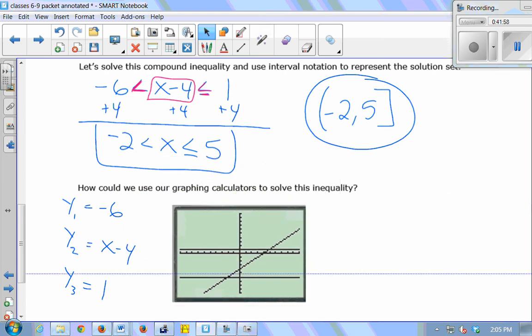So this is going to be right here, which is negative 2, where they cross. Negative 2 to 5, including the 5. Those are the x values where the x minus 4 line is between the two horizontal lines.